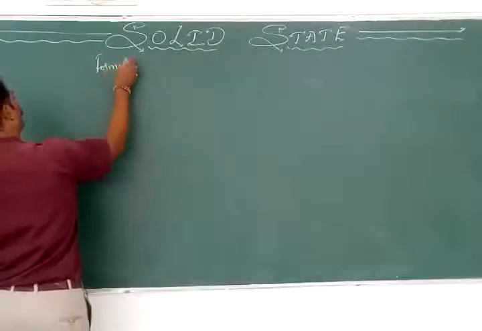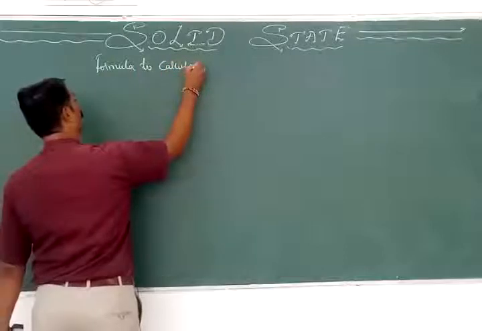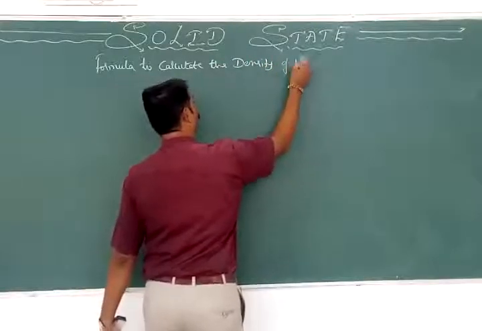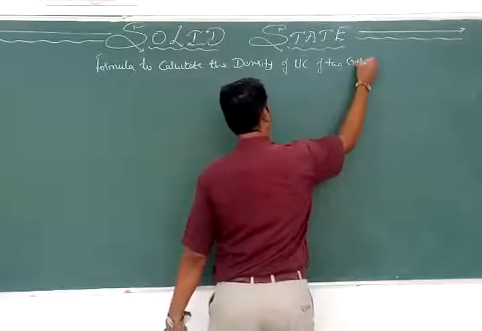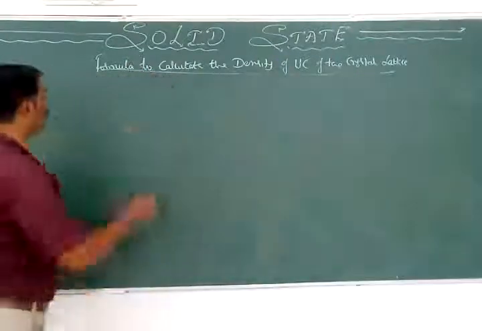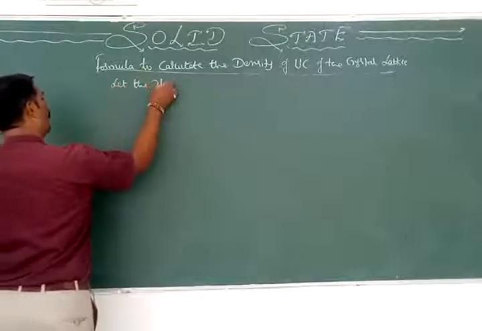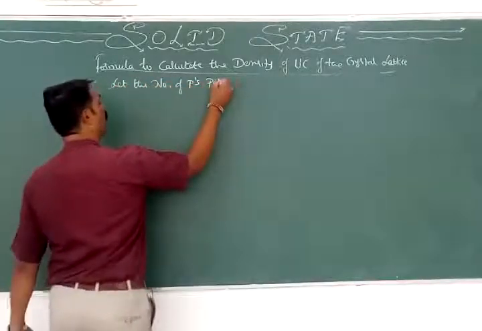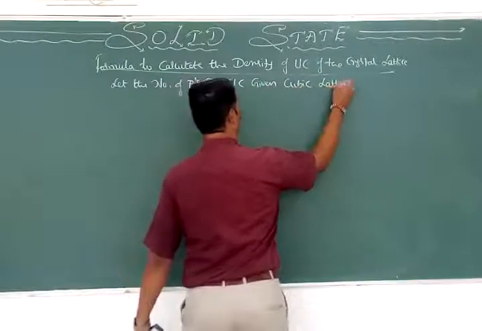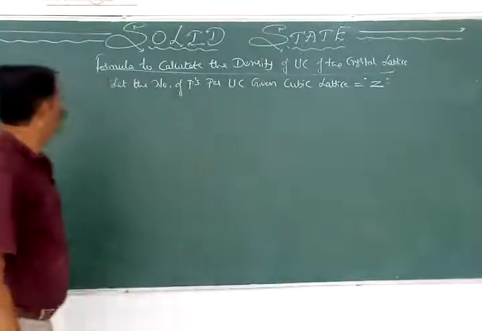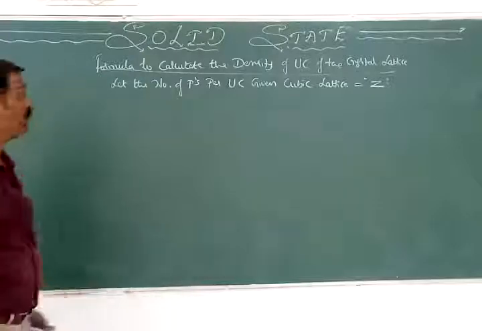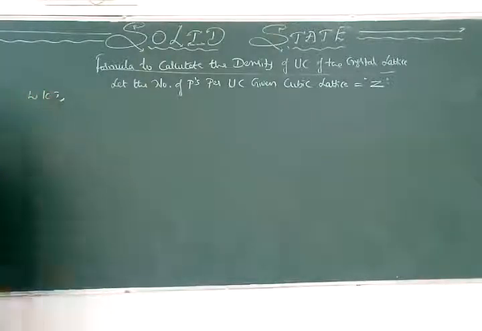Formula to calculate the density of a crystal, density of the unit cell of the crystal lattice. Let the number of particles per unit cell of a given cubic lattice be equal to Z. Z is the number of particles per unit cell of the cubic lattice. I don't know what type of cubic lattice it is, whether it is a simple or a BCC or it may be the FCC. First, we know that.